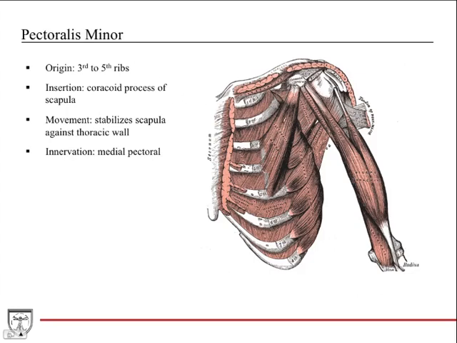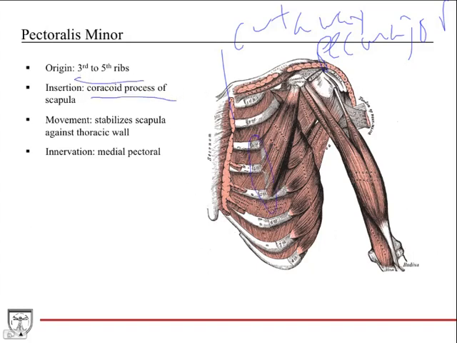Pectoralis minor, so this is it. We've cut away Pec Major here. And when you're dissecting, you can cut Pec Major at one point or the other and kind of reflect it back to get this deeper view here. So it originates from the 3rd to 5th ribs. You can see that right here. It inserts onto the coracoid process of the scapula. You can see that here.